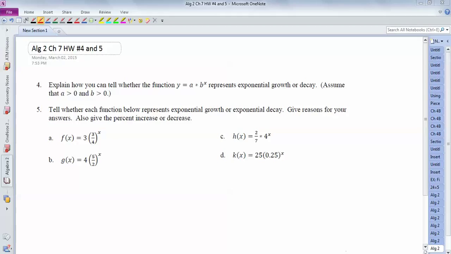Okay, so let's look at 4 and 5 from the Chapter 7 homework problems. Number 4 is really just something that we talked about in class. We did it in this exact problem. How do you know if something is growth or decay?